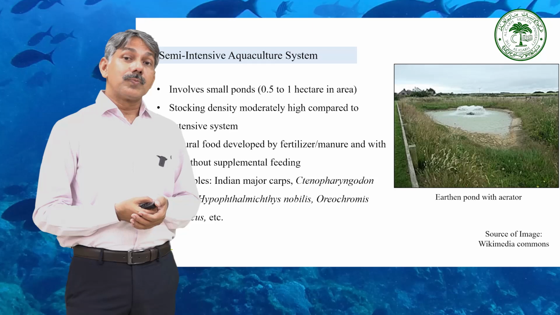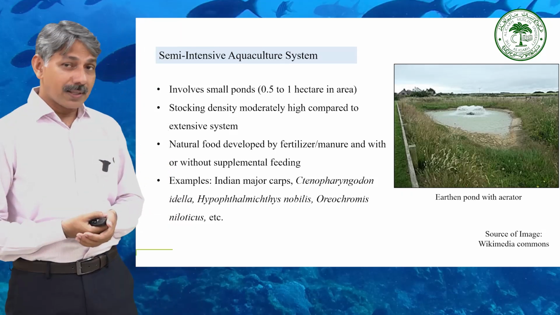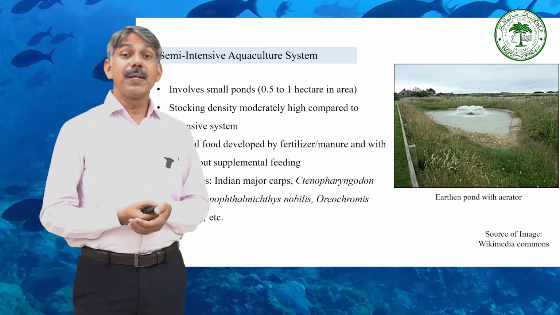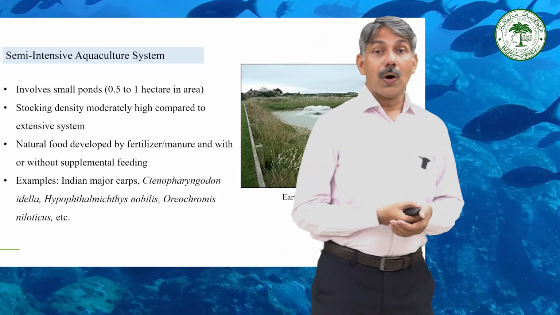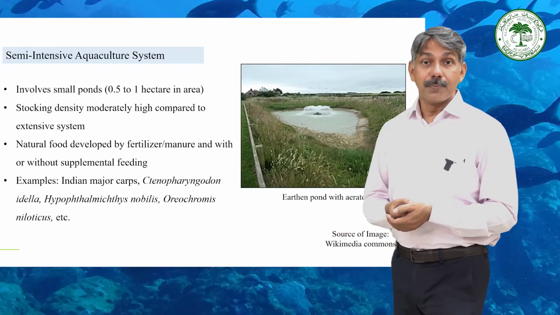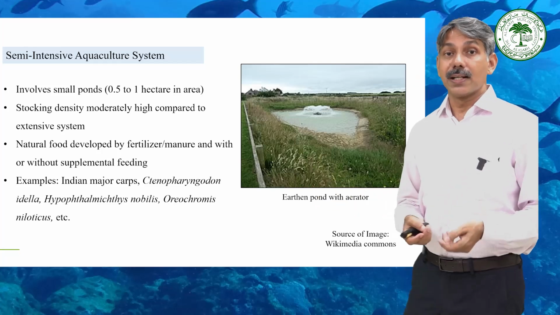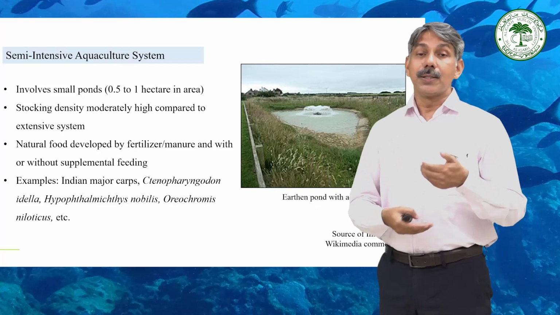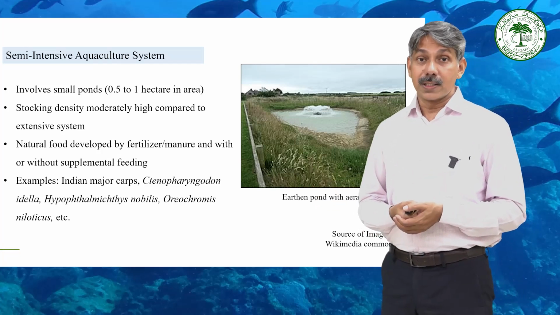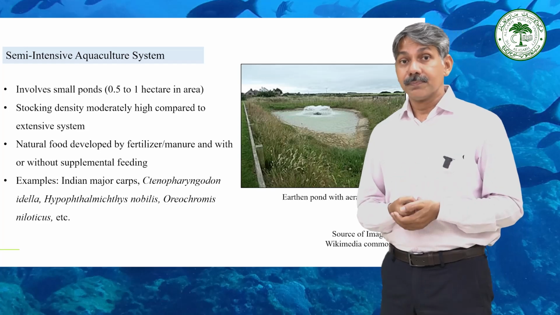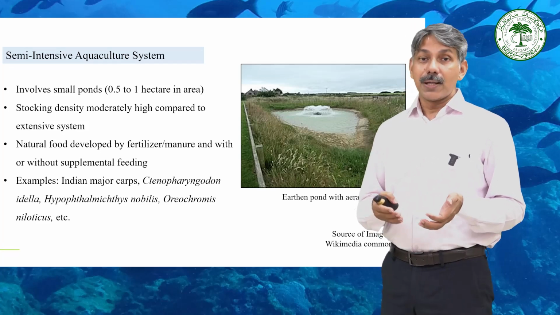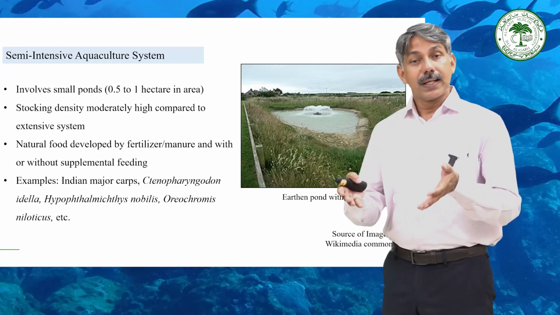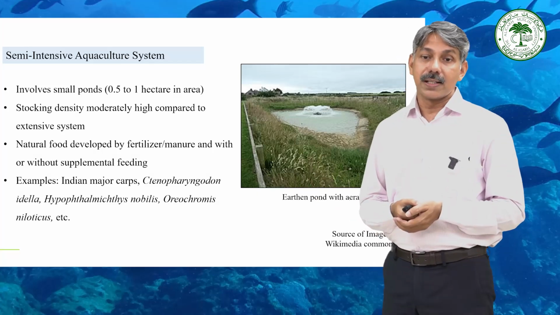And while preparing the pond for semi-intensive aquaculture, you may need to use organic manure or sometimes a little bit of inorganic fertilizers also, in order to increase the productivity in terms of phytoplankton. So, in order to increase the plankton productivity, sometimes during pond preparation we use organic manures or fertilizers also.